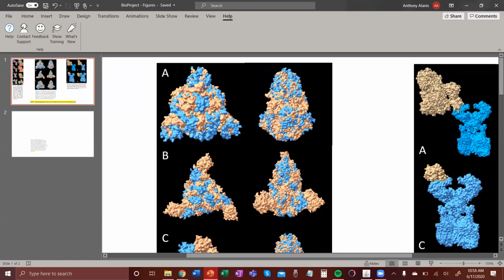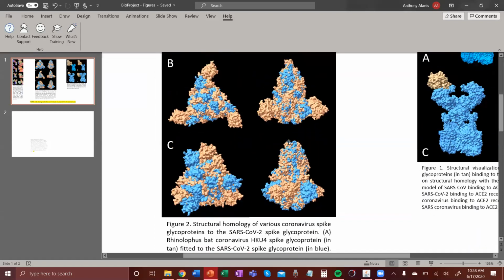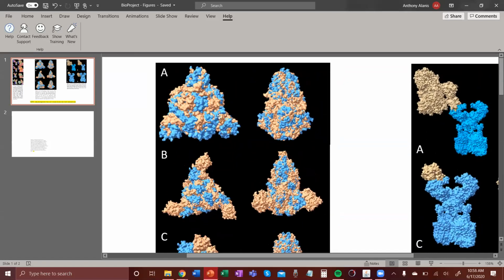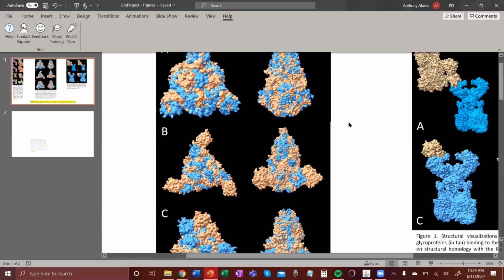So I matched the closed conformation of the bat coronavirus, which is in tan here. I used the same matchmaker command, and I matched it with the closed conformation for SARS-2, just so that you could see the structural homology between the bat coronavirus and the coronavirus we're dealing with today. You can see that they're very similar, and that's probably why people also believe that the source of the coronavirus we're dealing with today came from a bat. Look how similar their proteins are, and that's crazy.